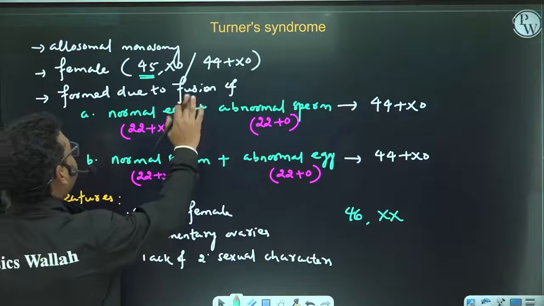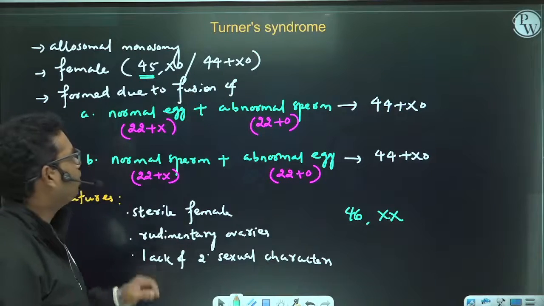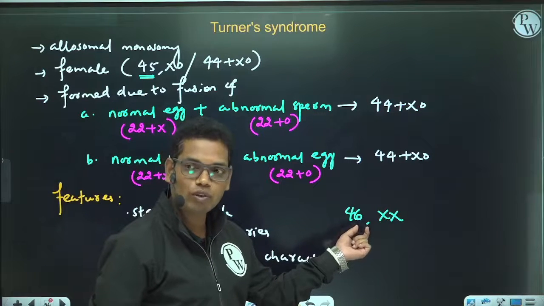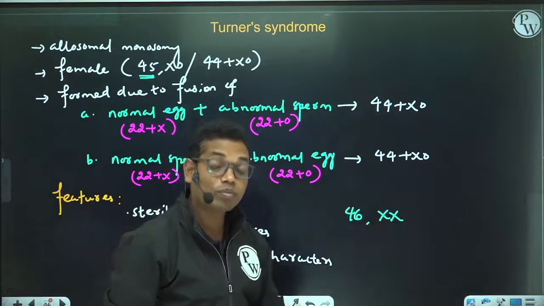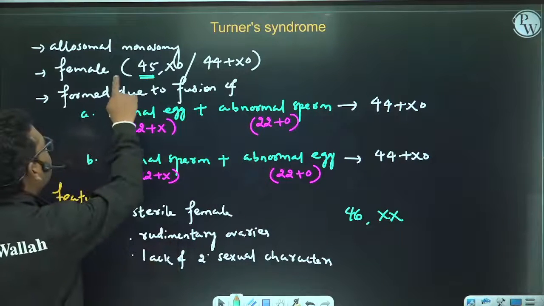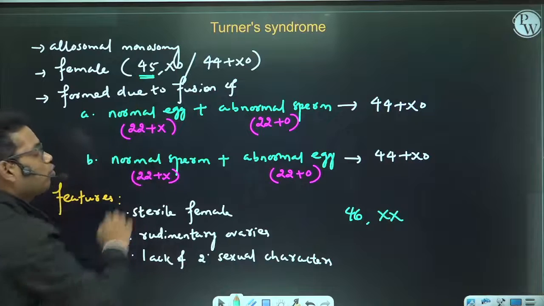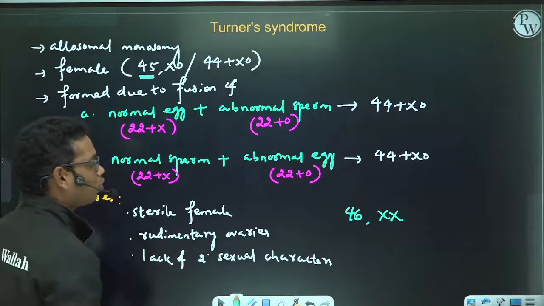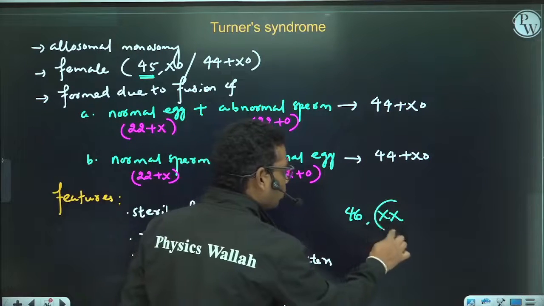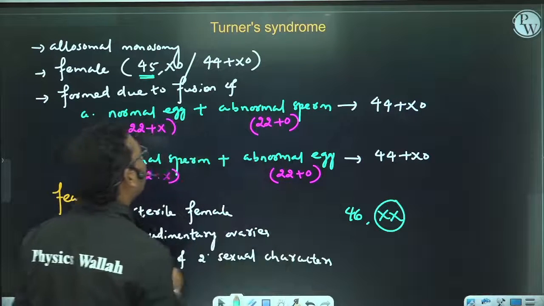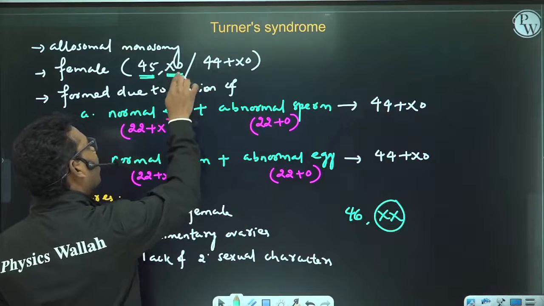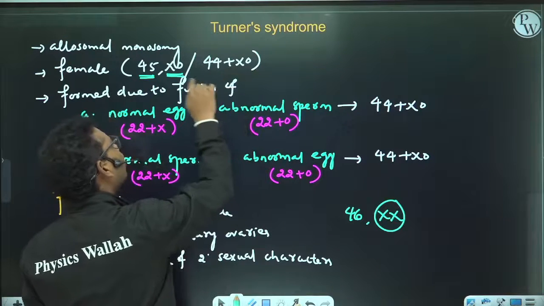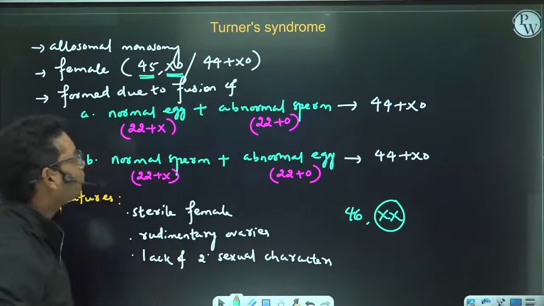Okay, so Turner syndrome is found in females. In normal female, the total chromosome number is 46 and 2 X chromosomes are present. But the female suffering from Turner syndrome has 45 chromosomes, and in that case 1 X chromosome is absent. Only 1 X chromosome is present. So I write XO, or I can say 44 plus XO, or I can say 45 comma XO, X naught.